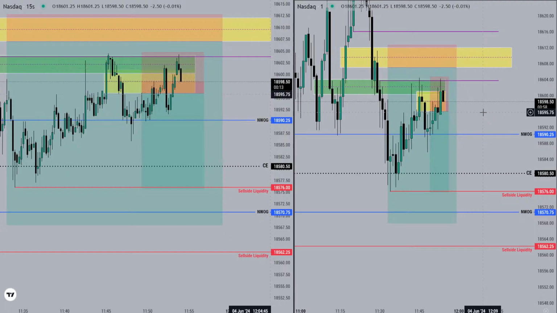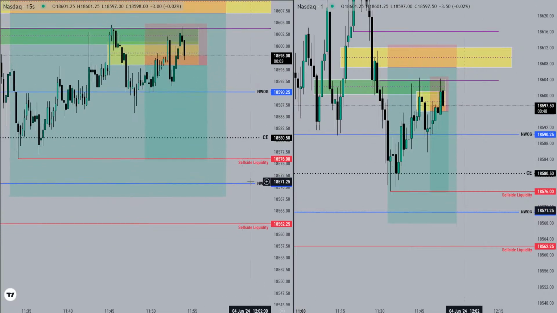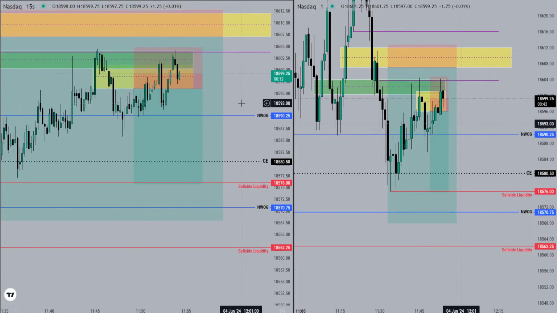We are in the last macro, 1050 to 1210 macro. So this is the last macro. If market failed to reach until that new week opening gap low within this macro, oh man, whole PM session is gonna be disaster then. I believe so.